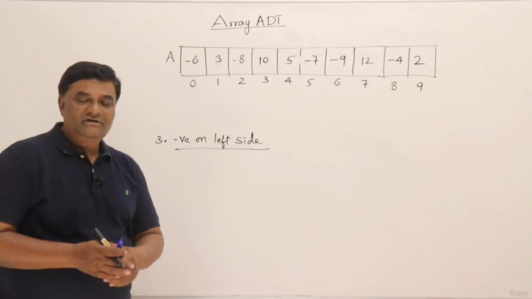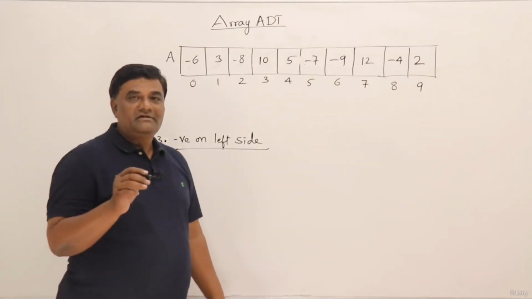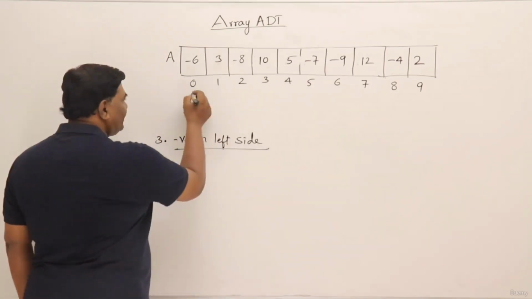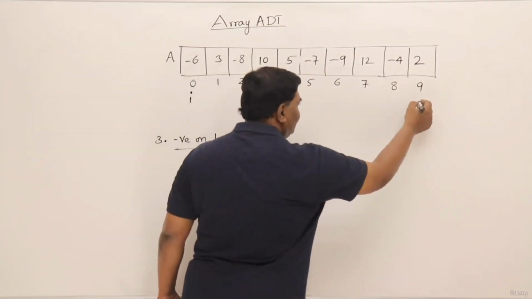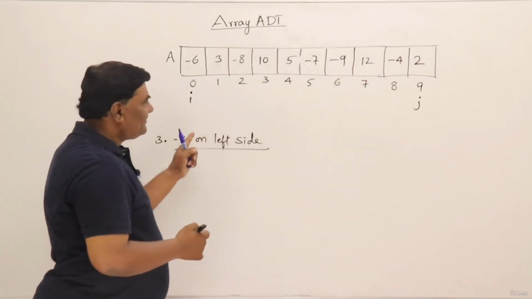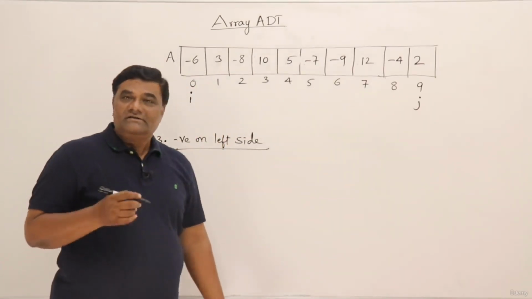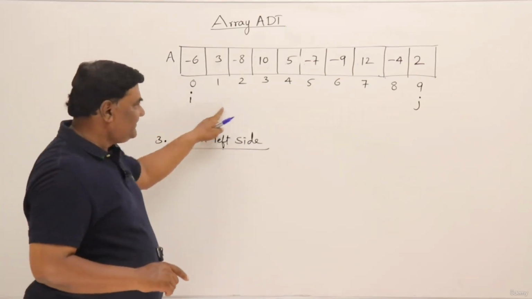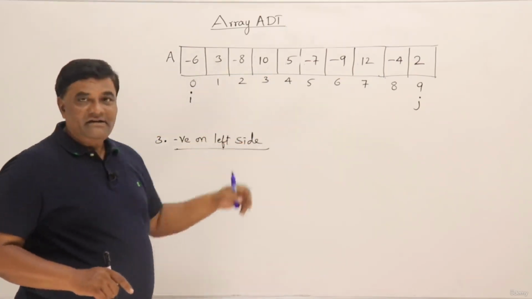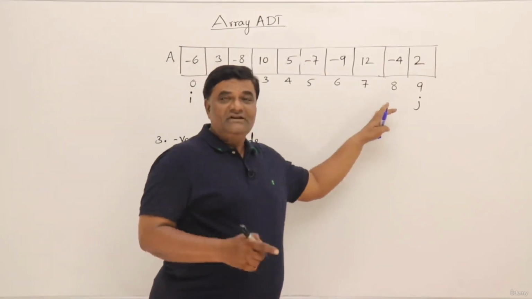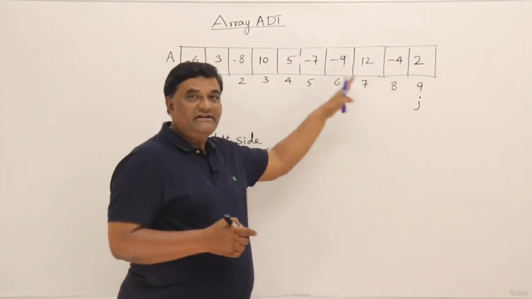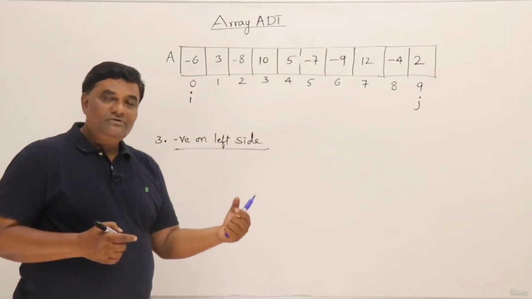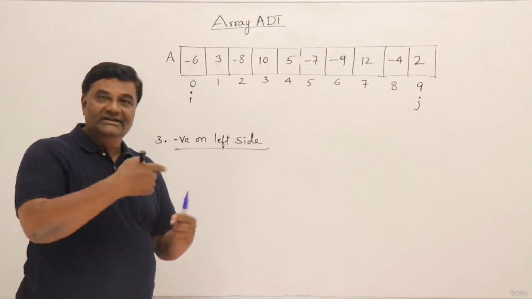Let us see how we can do it. For this, we can take two index pointers. One is i from the beginning of the list and one is j from the end of the list. With i, we look for positive numbers. If there are any positive numbers on this side, let us send them there. And with j, we will find out if there are any negative numbers on this side, so let us send them here. So i will try to find a positive number and j will try to find a negative number. If found, they will exchange.